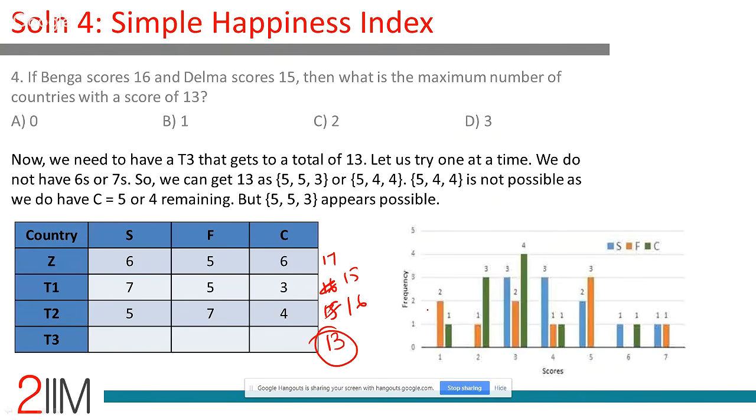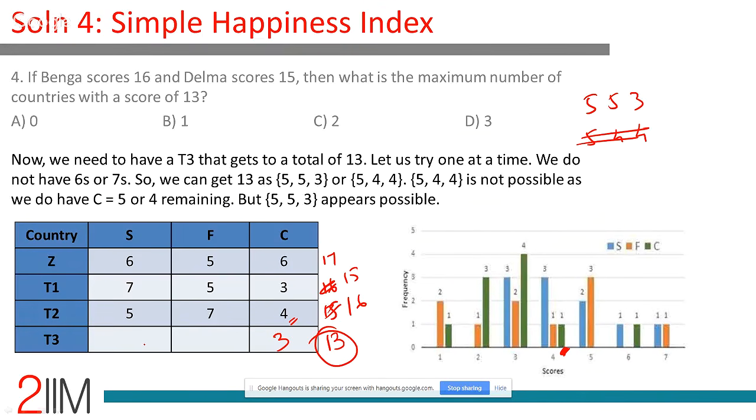And remember, no 7s, no 6s. If we need a 13, we need a 5, 5, 3 or a 5, 4, 4. Now, there is no 5 in C. There's only 1, 4 for the C. That's already been accounted for here. So we cannot squeeze in a 5, 4, 4. There's no 5. There's only 1, 4. It's got to be 5, 5, 3.